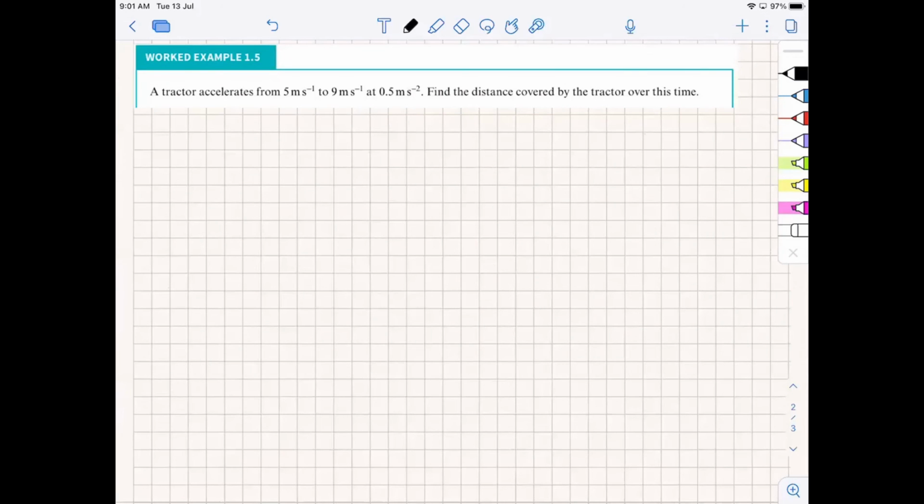So we have a tractor which accelerates from 5 meters per second to 9 meters per second. And this happens at a rate of 0.5 meters per second squared, so that's the acceleration. And we need to find the distance covered by the tractor over this time. So when we're looking at this question, we can tell by the way the question's asked: is my velocity ever in the opposite direction, Kiana? Or is my velocity always going to be in the same direction?